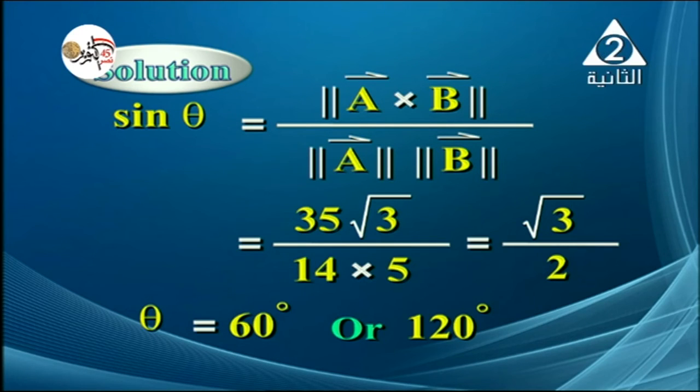or 120 degrees. Why 120 degrees? My dear student, in this case we have sine theta equals root 3 over 2, which is positive. Sine is positive in the first and second quadrants. In the first quadrant the angle equals 60. In the second quadrant, 180 minus 60 equals 120. Therefore, since sine theta equals root 3 over 2, we deduce that theta equals 60 degrees or 120 degrees.